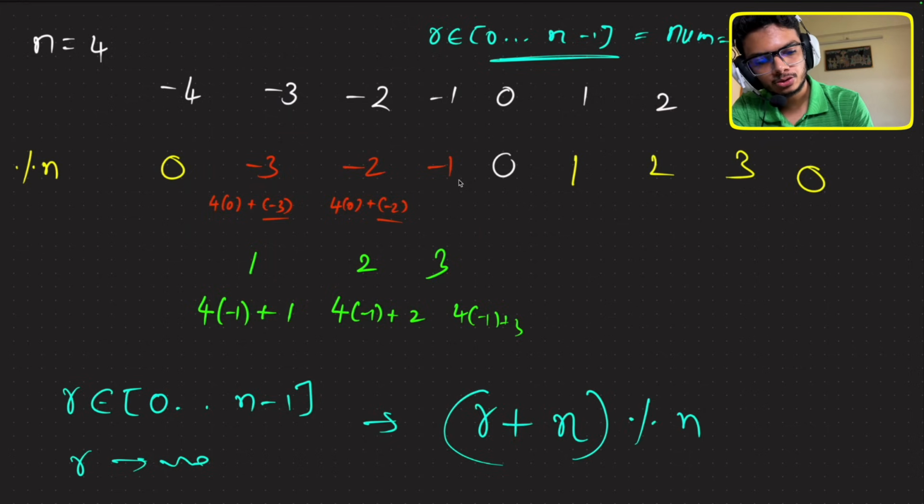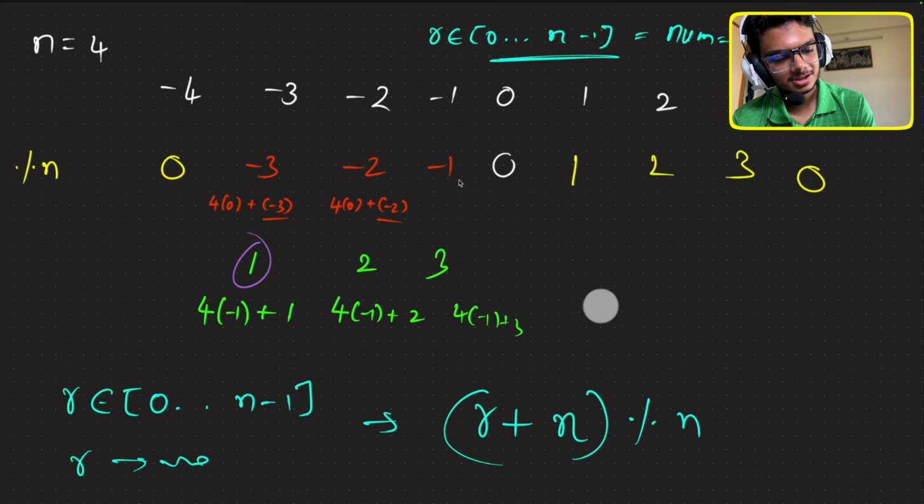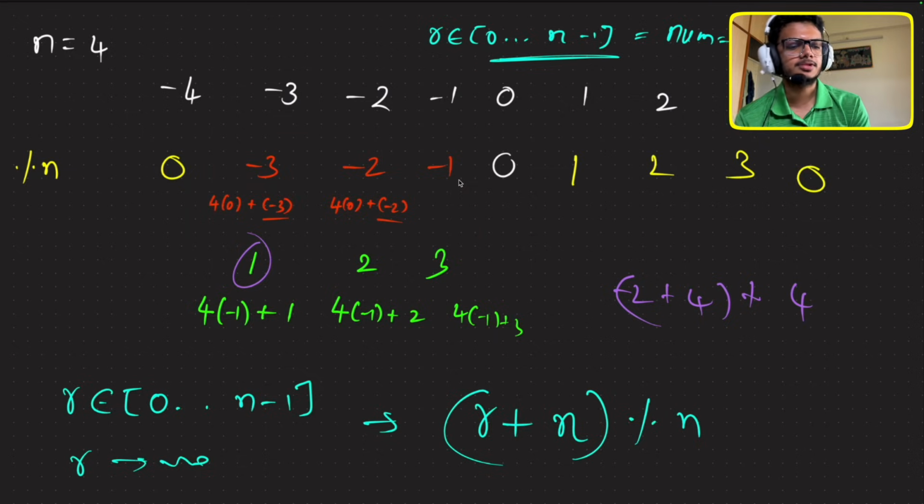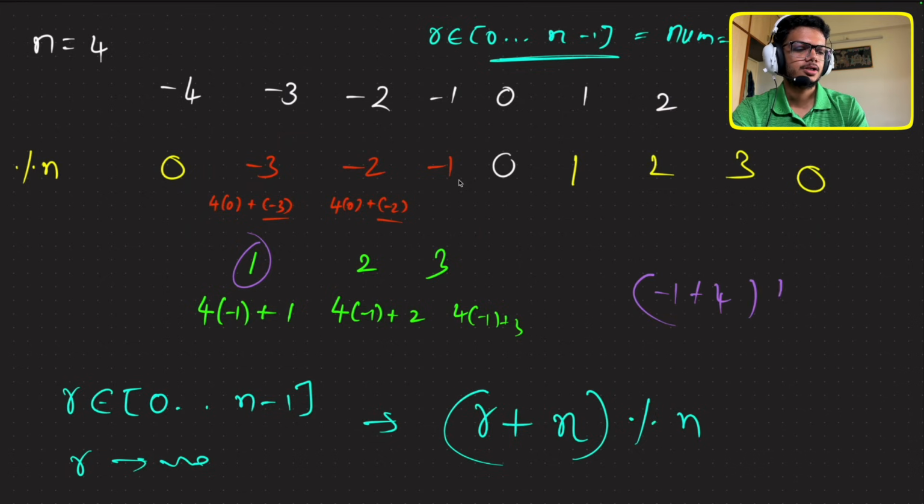Okay, so if I show you, for minus 3, if you add 4 and take mod again, it's going to return what? 1 mod 4 is indeed 1. Similarly for minus 2, you add 4 and take mod again, it's going to return 2 mod 4, which is 2. And for minus 1 also, you add 4 to it and take mod again, so it's going to return 3 mod 4, which is 3.